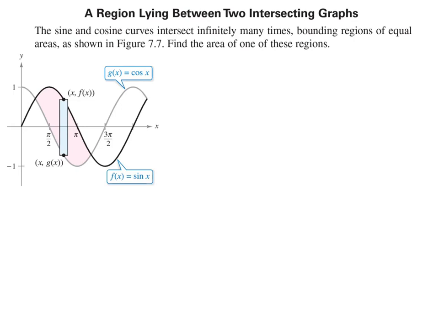So here's another example that's kind of interesting, in my opinion. We have here the sine and cosine curves, and they're going to intersect infinitely many times over the entire domain of the x-axis. But the bounded regions have equal areas between them, so this one right here is equal to that area right here. So we just need to find the area of one of those regions.